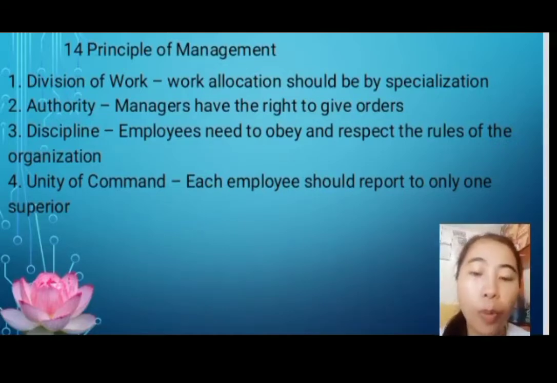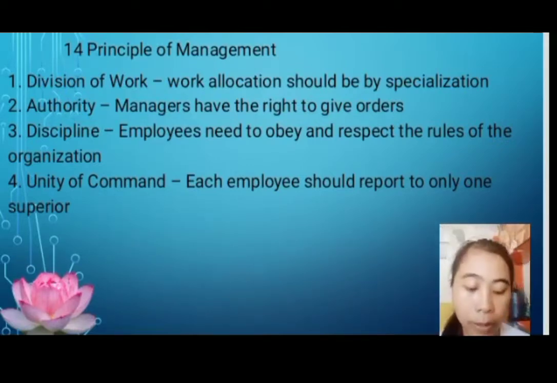Sa isang grupo o sa isang company, there should be a person or manager who has the right to give an order to his or her subordinates. If there is no authority, all members will act on their own, which will eventually lead to failure to accomplish tasks.